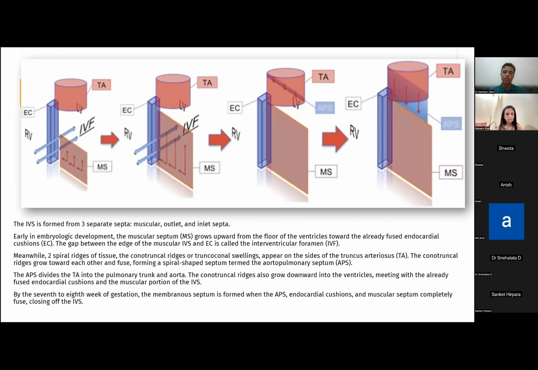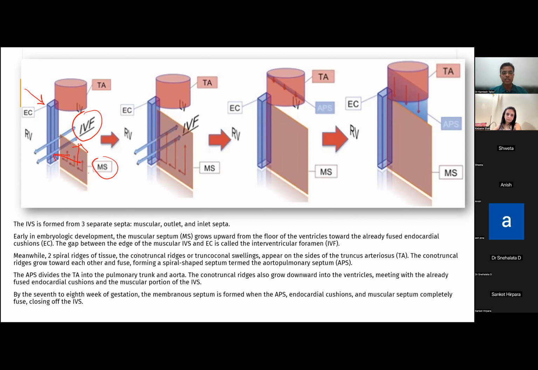That is why I covered some basic points about the heart tube. I will read out first, and then we'll discuss how to make it much more simplified. In early embryological development, the muscular septum grows upward from the floor of the ventricle towards the already fused endocardial cushion. And this foramen is called the interventricular foramen. So this septum starts growing in this direction as well as in this direction.